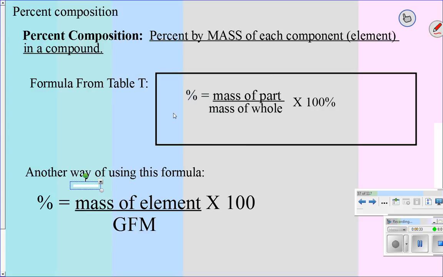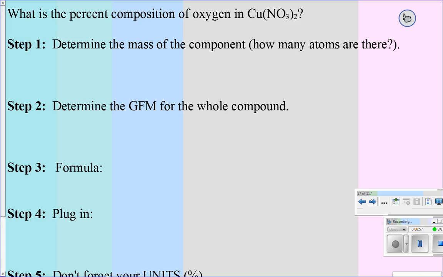You could actually say the mass of an element or a component, which we're going to have to figure out based on what the question says, divided by the mass of the entire compound, or the GFM for the whole compound, times 100 will give us the percent composition by mass for that component that we are looking for. So these are pretty straightforward questions.